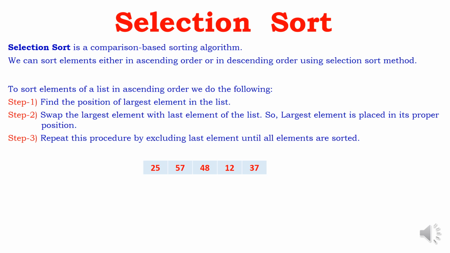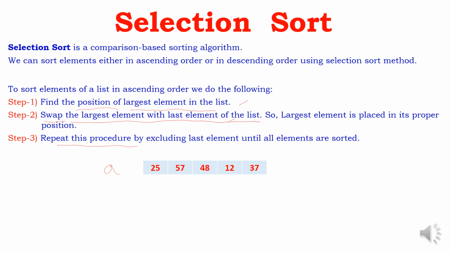To sort the elements of a list in ascending order, we do the following. Step 1. Find the position of the largest element in the list. Step 2. Swap the largest element with the last element of the list. So, the largest element is placed in its proper position. Step 3. Repeat this procedure, that is step 1 and step 2, by excluding the last element until all the elements are sorted. Let me explain this with an example.